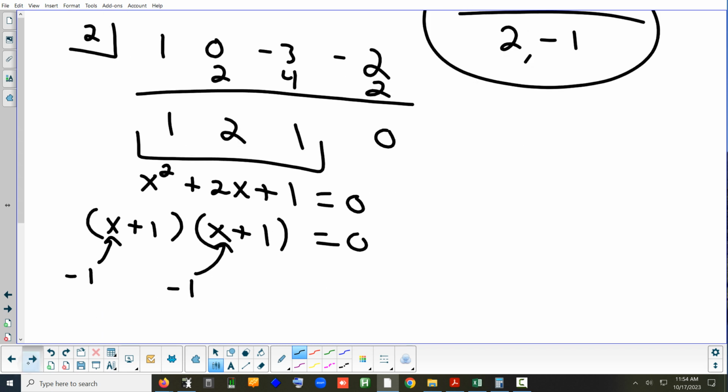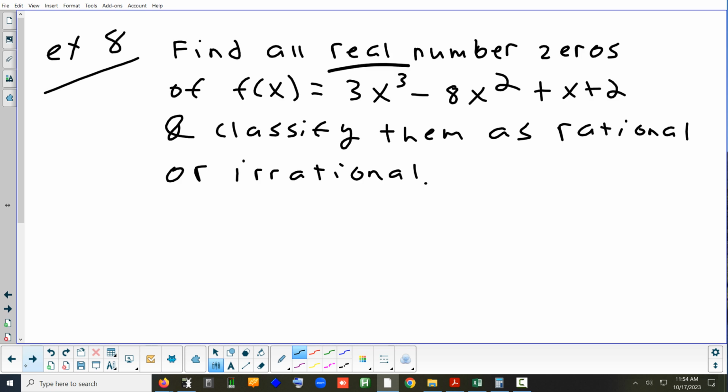All right, let's do the last one. Find all real zeros, and when you find them, tell me if they're rational or irrational. Let's start. If it's a quadratic, we can just go right to the quadratic formula and be done. Is it a quadratic? No. So we're going to have to find a rational root, divide through by it synthetically, and then take that and put it in the quadratic formula.